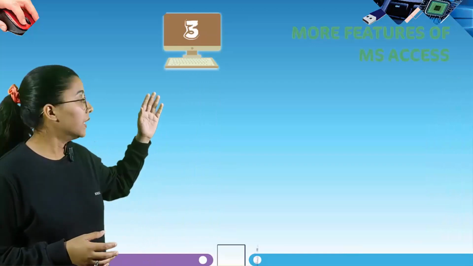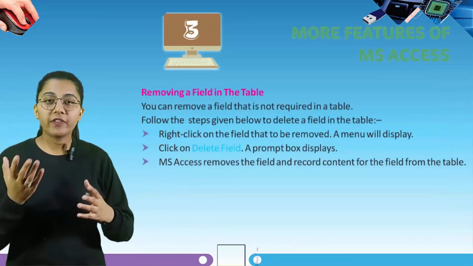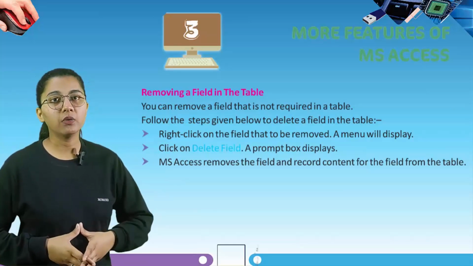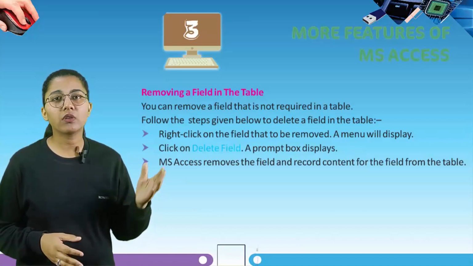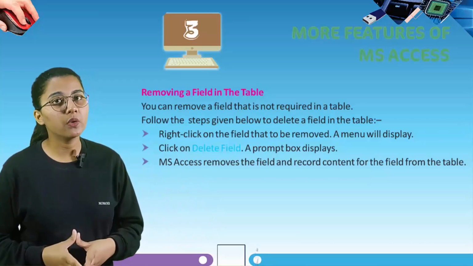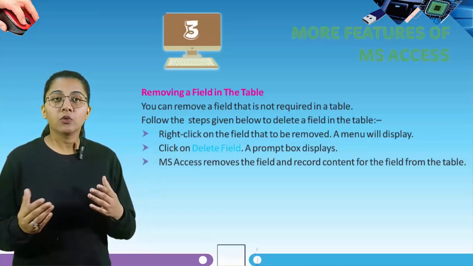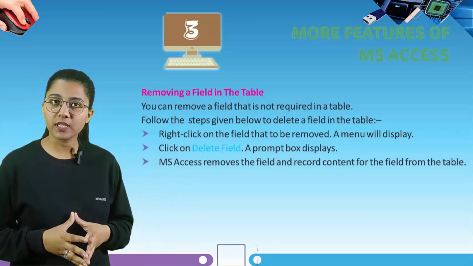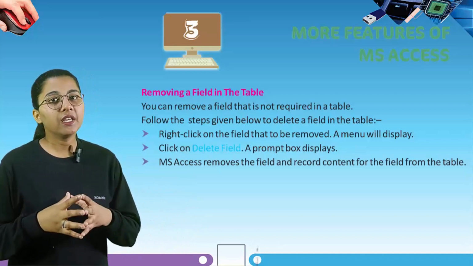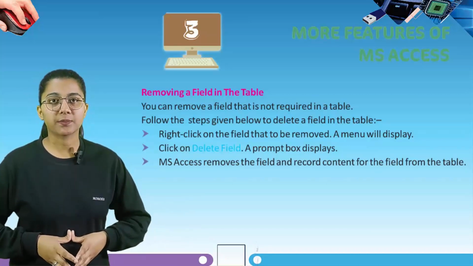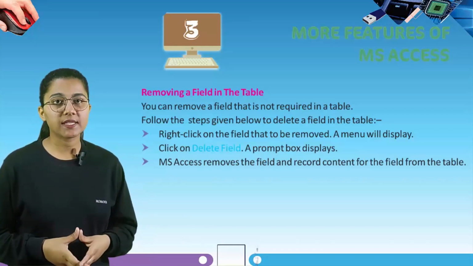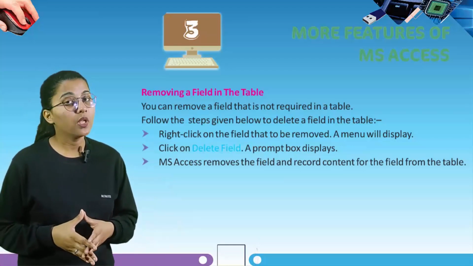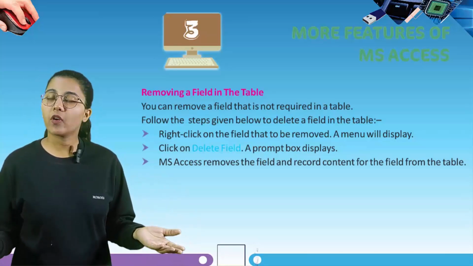Now removing a field in the table. After adding the field, if you want to remove any field, how will you remove it? Let's learn how you can remove a field that is not required in a table. Follow the steps given below to delete a field in the table. Right click on the field that is to be removed. A menu will display. Now click on delete field. A prompt box displays. Now MS Access removes the field and record content for the field from the table.